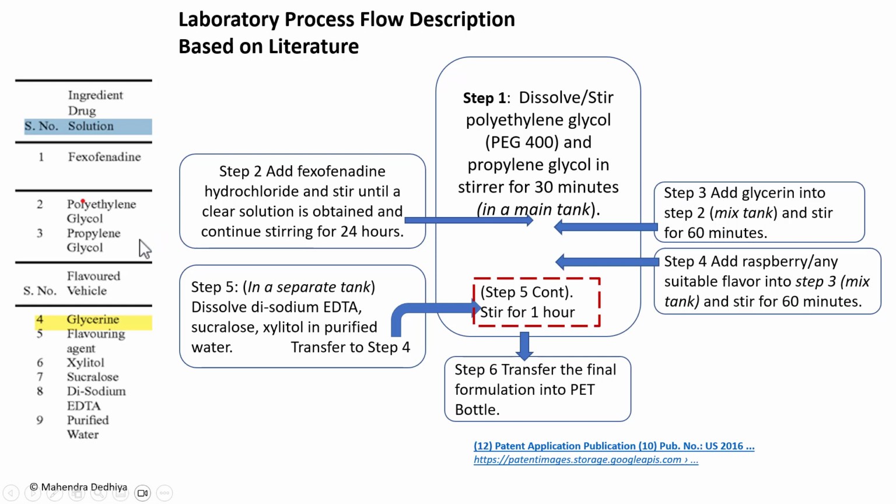Glycerin is added, which is the largest component, and at this point the beaker will have a lot of solution present, and glycerin is denser, so the magnetic stirrer used will require higher RPM to mix the solution. A separate tank is used to dissolve aqueous water-based solutes. Disodium EDTA, sucralose, and xylitol are dissolved in water. The water mix is transferred into the main tank and is stirred for 1 hour.